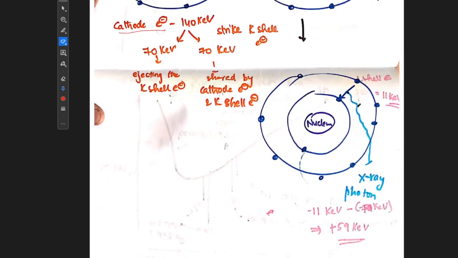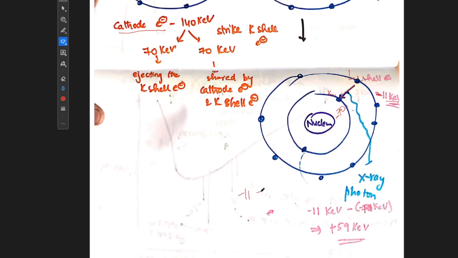Now what happens is the L shell electron, which has an energy of minus 11 kilo electron volt, will transit to the K shell. So there is a transition of an L shell electron to the K shell. K shell electron has minus 70 kilo electron volt energy, whereas the L shell electron has minus 11 kilo electron volt energy.